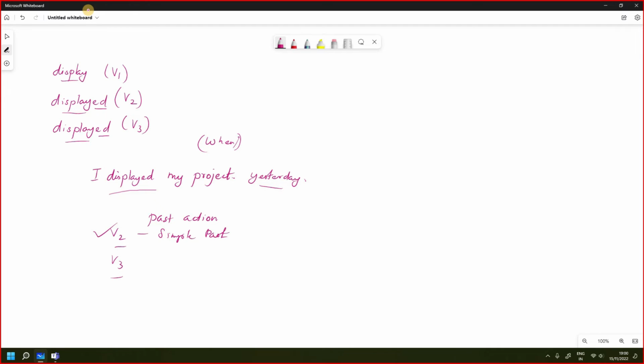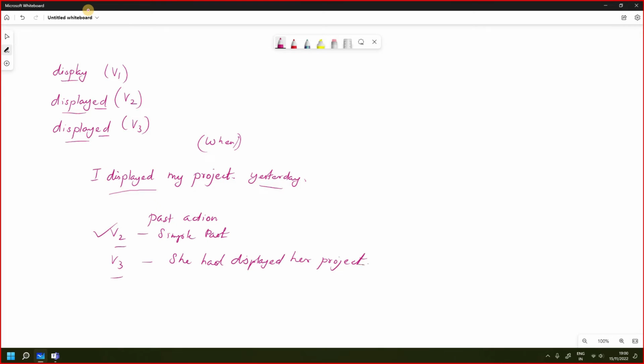Now, imagine I want to change this sentence to V3. What I will do? I will write like this. I can write like she has. I'm sorry. She had. It has to be had because only in the present tense we have has and have. Okay, she had displayed. She had displayed her project.